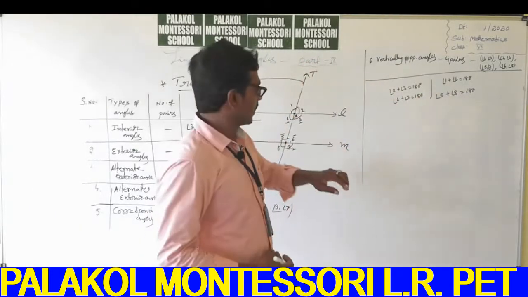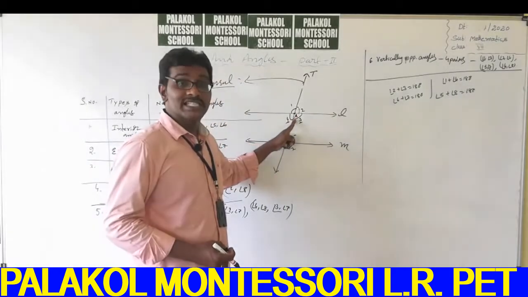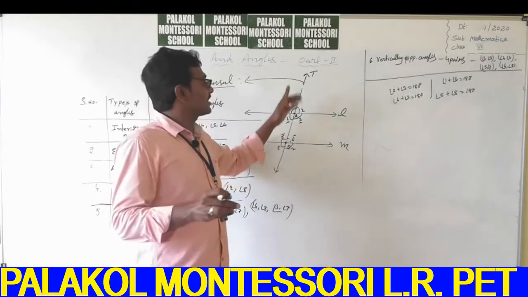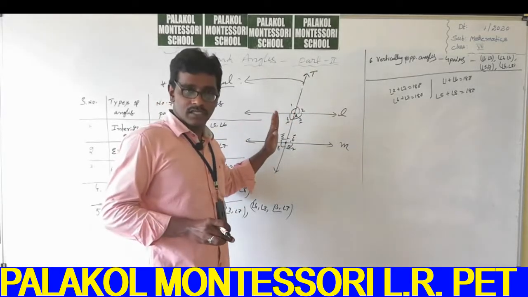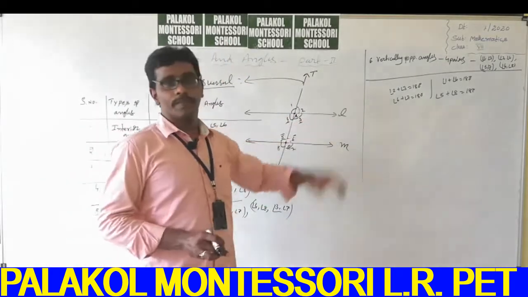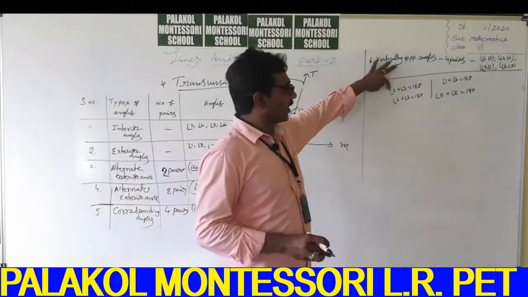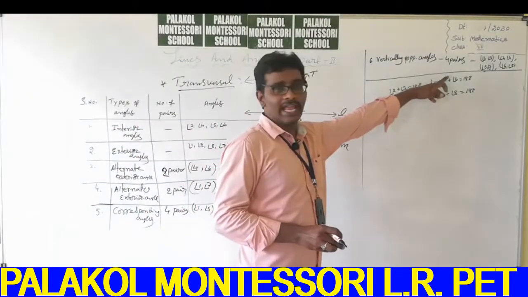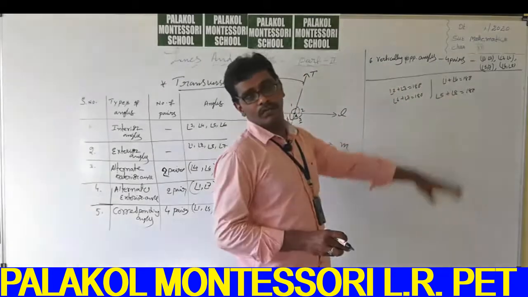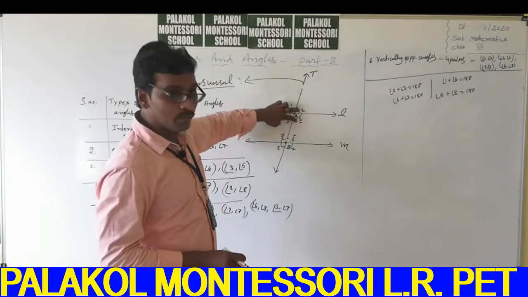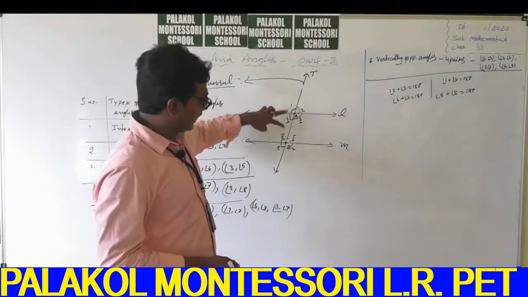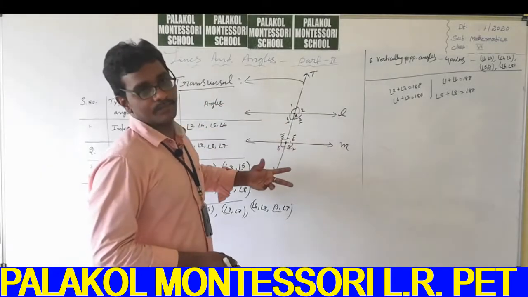Once again, the sum of interior and exterior angles on the same side of the transverse is 180. How many pairs are there? 4 pairs are there. Angle 1, angle 2, angle 3, 1 pair; angle 1, angle 4, 1 pair; angle 6, angle 7, 1 pair; angle 5, angle 8, 1 pair. Check it: angle 2 plus angle 3, 180; angle 6 plus angle 7, 180; angle 1 plus angle 4, 180; angle 5 plus angle 8, 180.